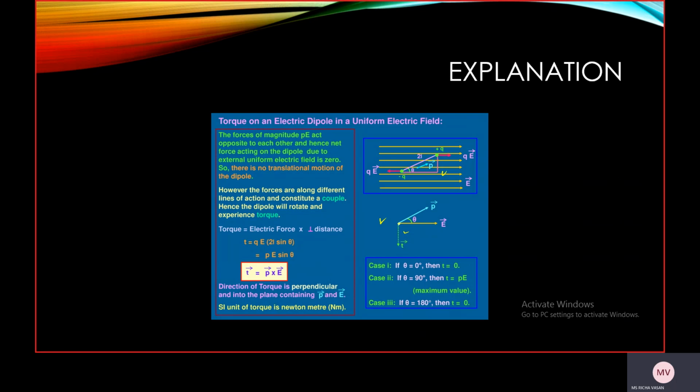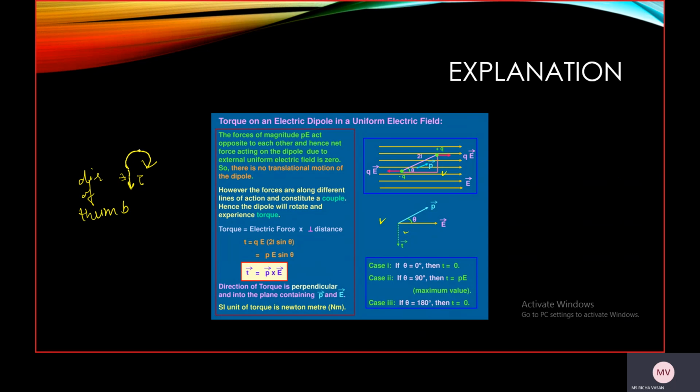It will always be along the line perpendicular to the plane containing P and E, and it will be either upwards or downwards depending on the curling of fingers of your right hand. If the curling of fingers is in the clockwise direction, our thumb will point downwards, and the direction of thumb will give us the direction of torque.